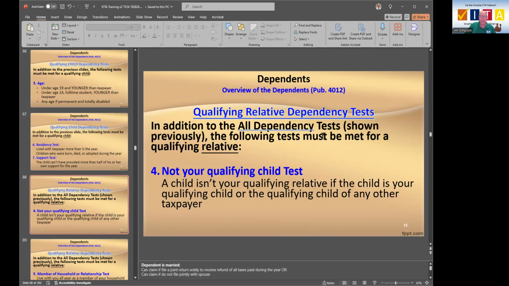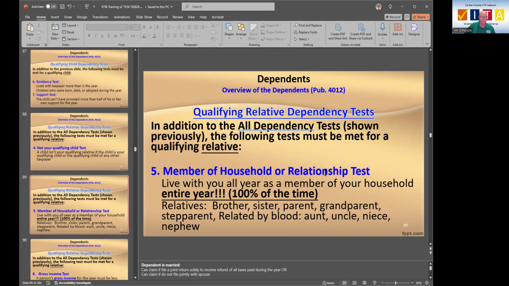Now we move to the qualifying relative tests. That's that second bucket, right? So the first test is it can't be part of the first bucket. It can't be your qualifying child. You can't just choose to treat them differently, right? So they can't be a qualifying relative if they are your qualifying child. Now, they have to either be a member of the household or meet the relationship test. So if they're a relative, they didn't have to live with you all year. They could have lived with you more than 6 months.